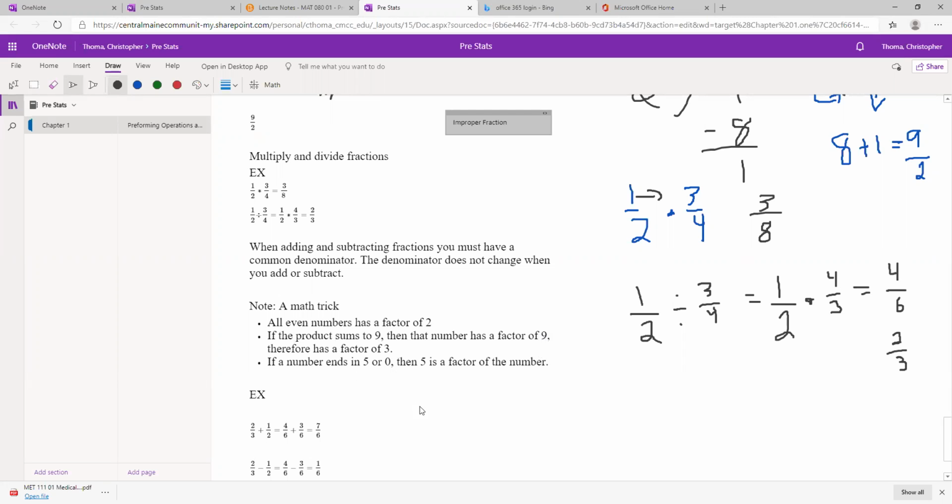If a number ends in 5 or 0, then it has a factor of 5. So there are some quick ways to find a common denominator. The long way is just multiplying the two numbers together, which is not wrong. It just means you have to do more simplification at the end.